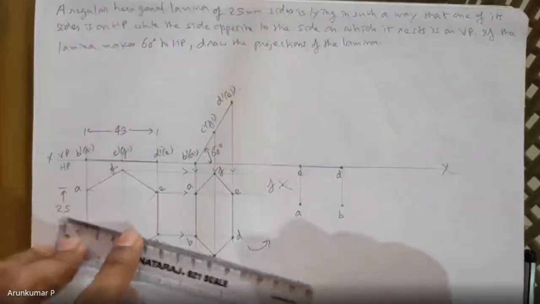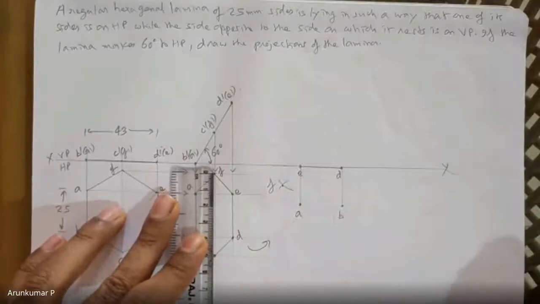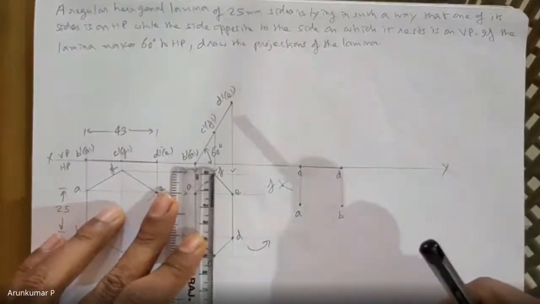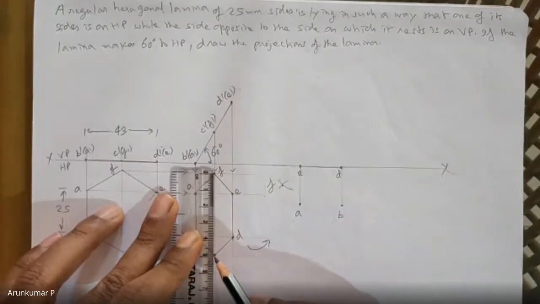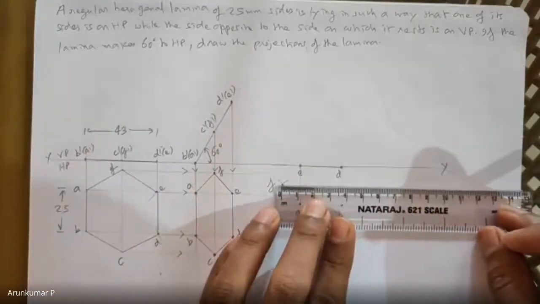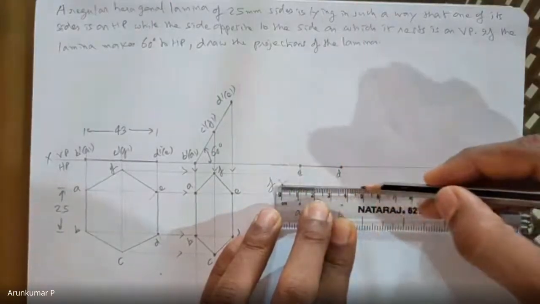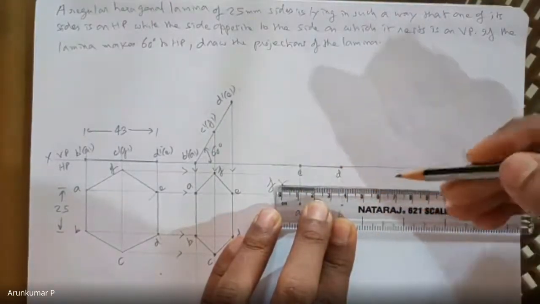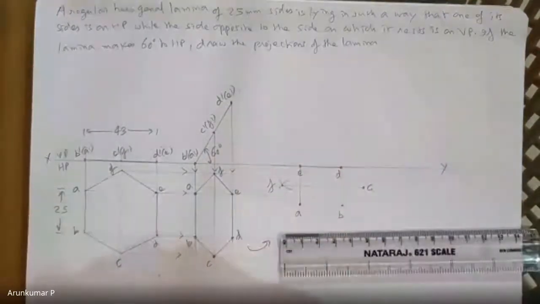Now another way, you can measure the distance from F to C. It's coming to almost 50 mm. You can see here, 50 mm. So what you can do is from F, draw a perfectly horizontal line parallel to the XY line, and stop at 50 mm. So this point would be C.